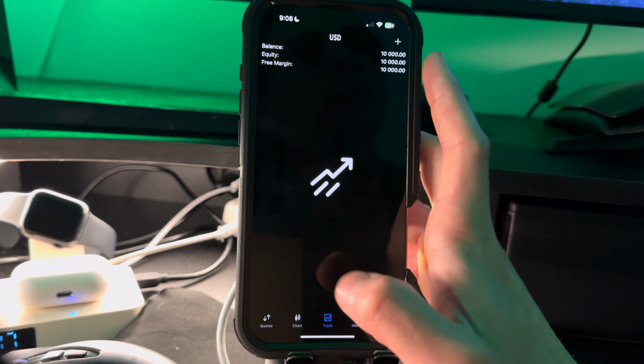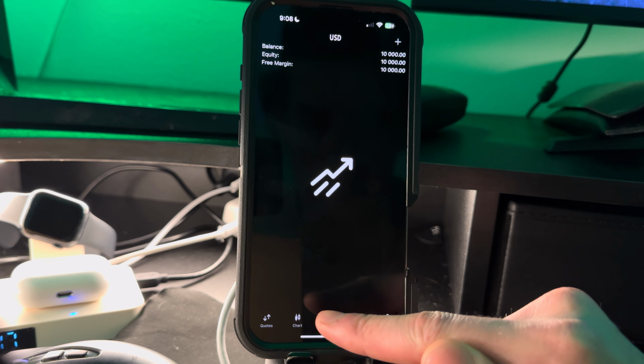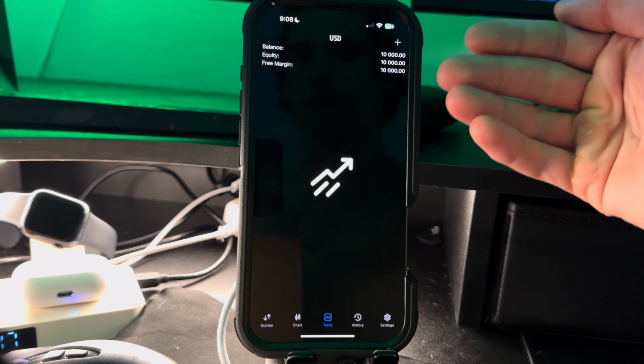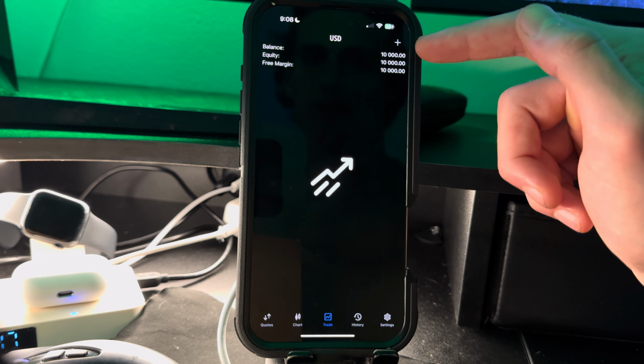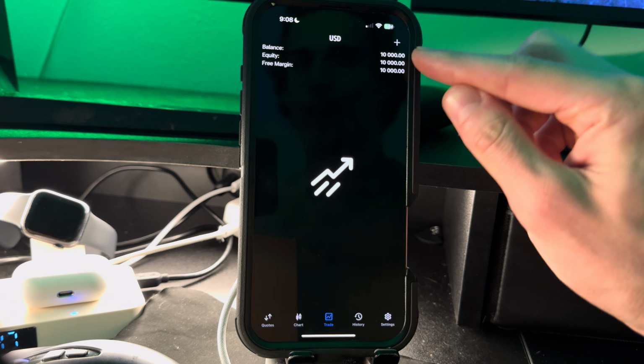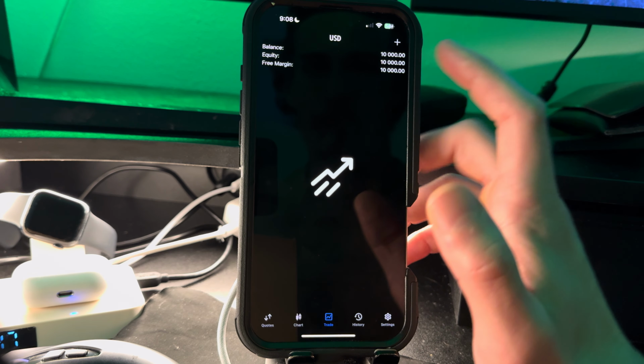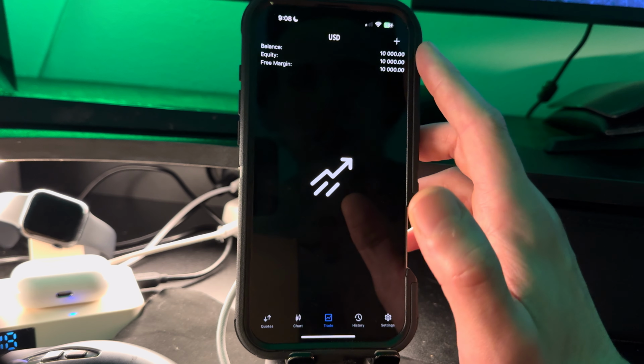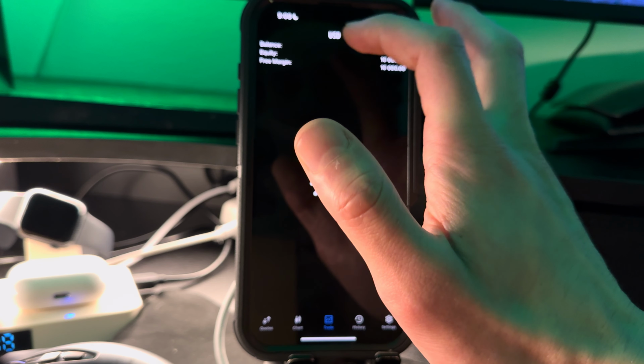Right here at the trade section, it's going to show your trades. It's going to show the balance. For example, this is a demo account that I have just for the sake of being able to trade without going crazy on it. But it's going to show USD balance.